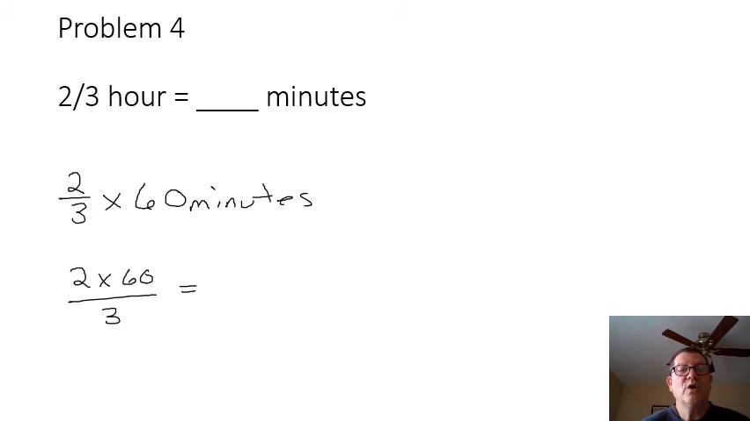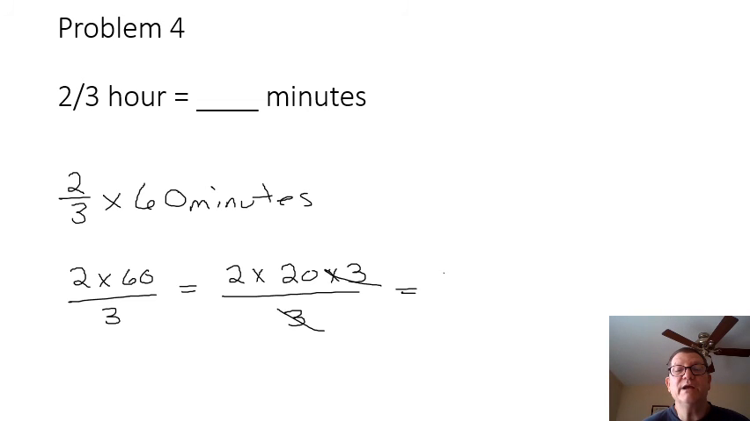Now we're going to decode, because I know 60 is a multiple of 3. So I'm going to go 2 times, and I know it's 20 times 3 equals 60, over 3. So I'm going to take out my common factors, and I can see my answer is 40 minutes. Pretty neat, huh?